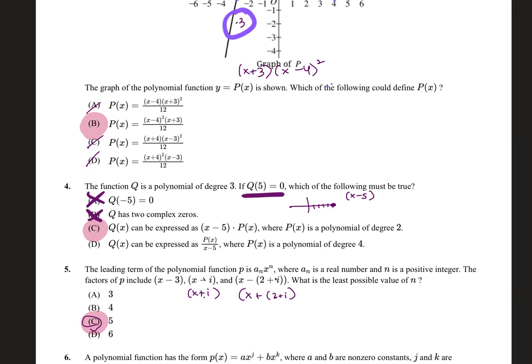C says it can be expressed as x minus 5 times p of x, where p of x has polynomial degree 2. Well, this would be x to the 1st, and if this is x squared, that produces an x to the 3rd, so that could work.